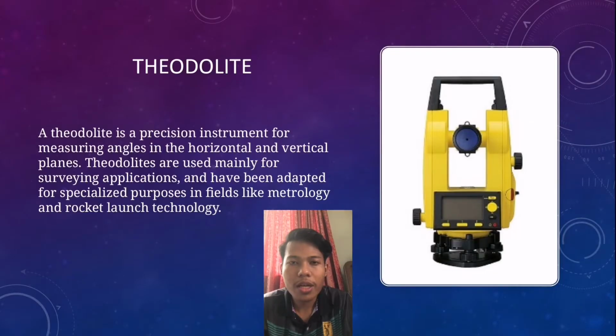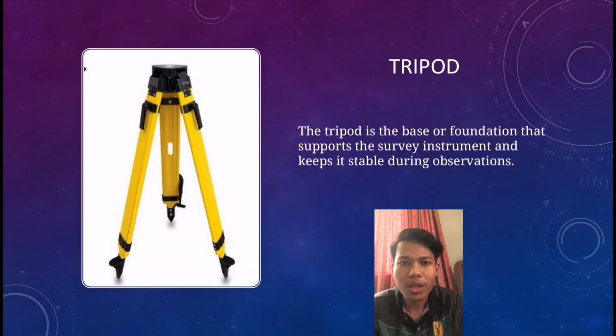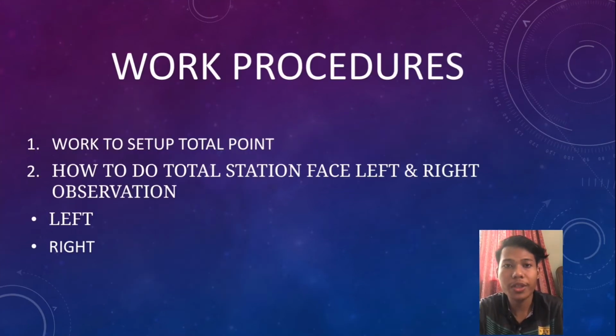Theodolite. A theodolite is a precision instrument for measuring angles in the horizontal and vertical planes. Theodolites are used mainly for surveying applications and have been adapted for specialist purposes in fields like meteorology and rocket launch technology. Tripod. The tripod is the base that supports the survey instrument and keeps it stable during observation.